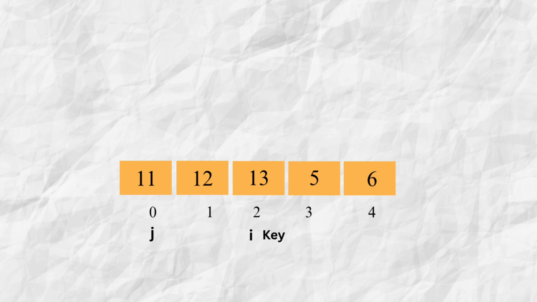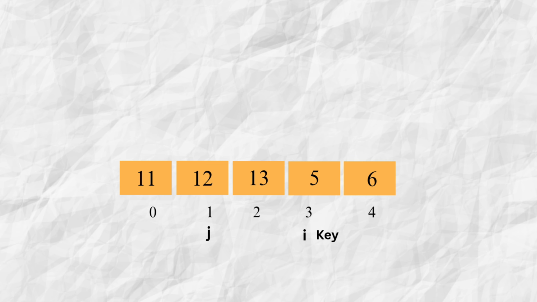Now I moves to index 2, and 13 becomes the key element. J points to index 1. Compare 12 with 13. 12 is smaller than 13. So no shifting is needed. The array remains the same.